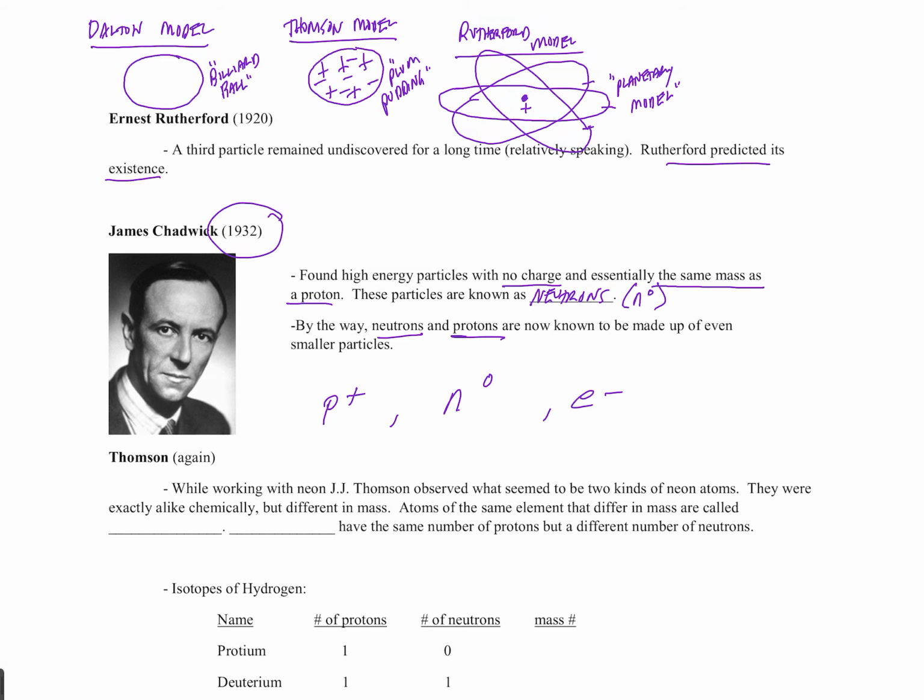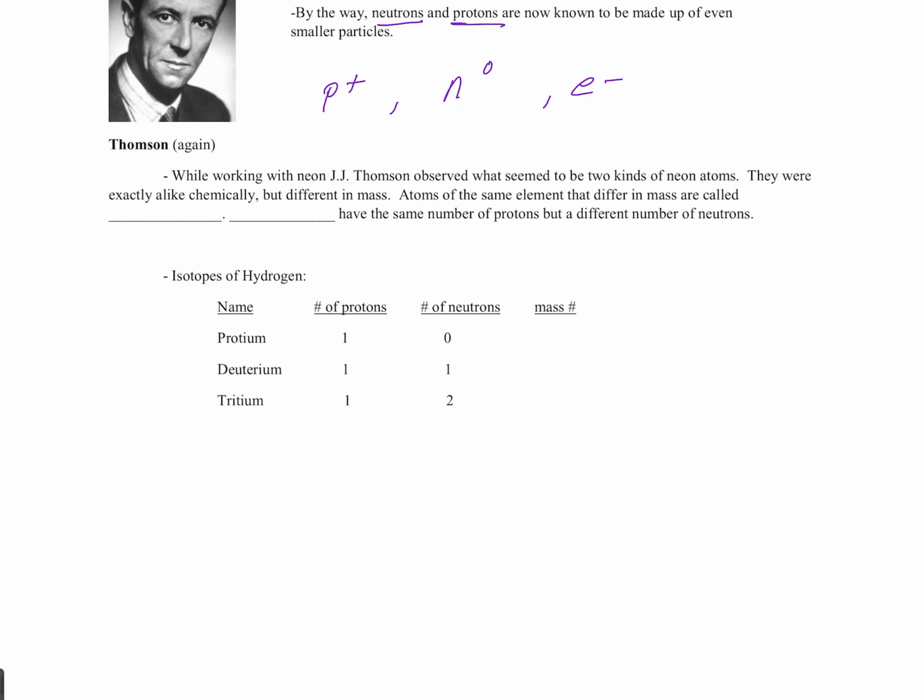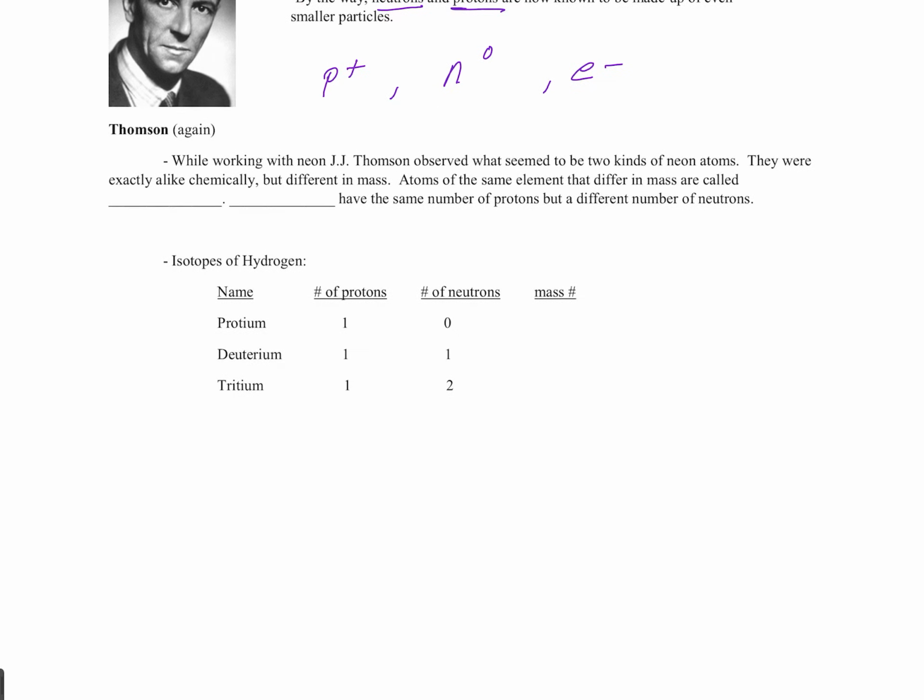Now, while working with neon, J.J. Thomson observed that there were a couple of different kinds of neon atoms. They were exactly alike chemically, but they had a different mass. So they were the same chemically, but they had a slightly different weight to them. Atoms of the same element, but a different mass, are called isotopes.